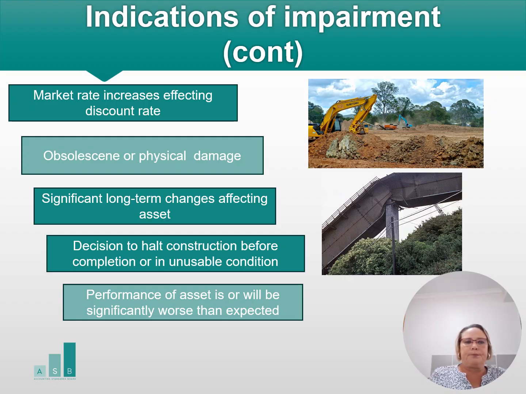until it is repaired. Significant long-term changes with an adverse effect on the entity have taken place or are expected to take place in the near future that will affect the extent or manner in which the asset is used. For example, a decision to use a piece of land owned by an entity for land filling rather than to rent it out. Another indicator is the decision to halt the construction of the asset before it is complete or in a usable condition. Then lastly, evidence is available from internal reporting that indicates that the performance of an asset is or will be significantly worse than expected.